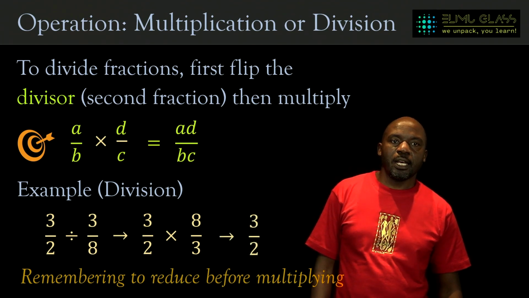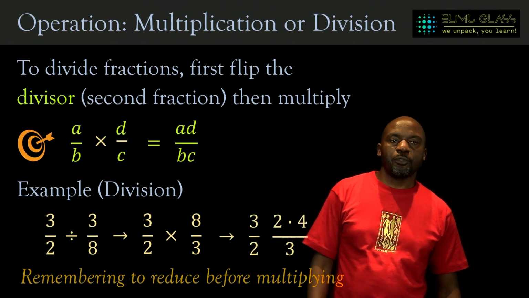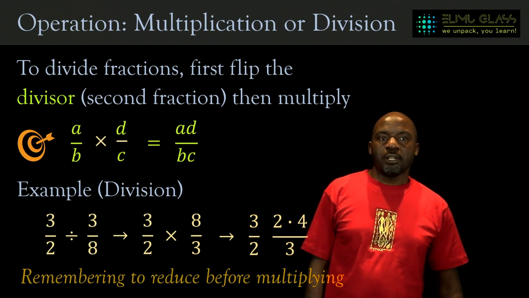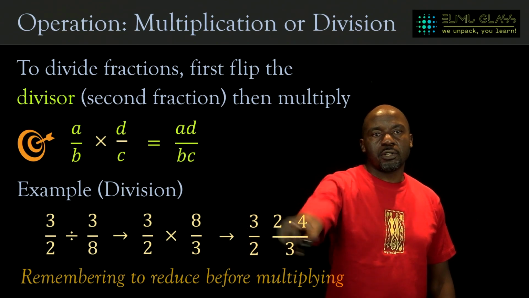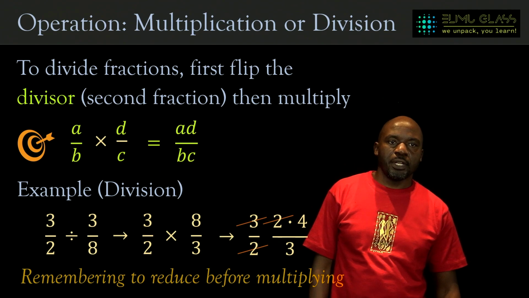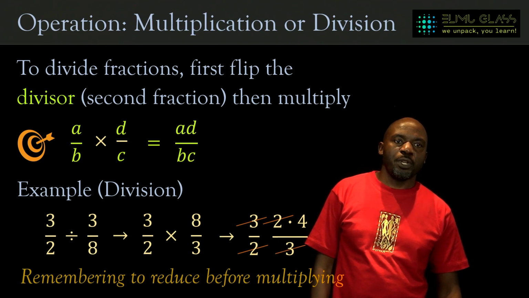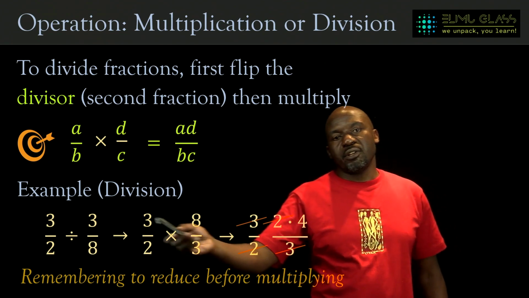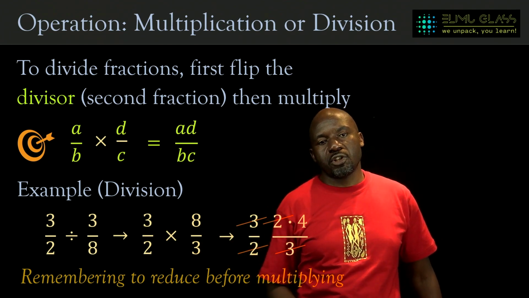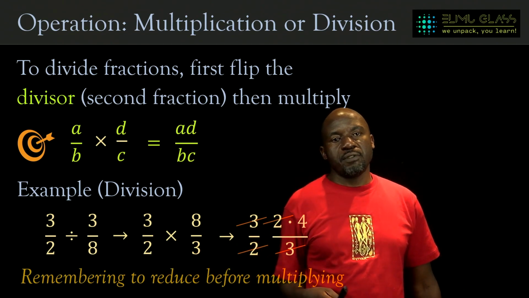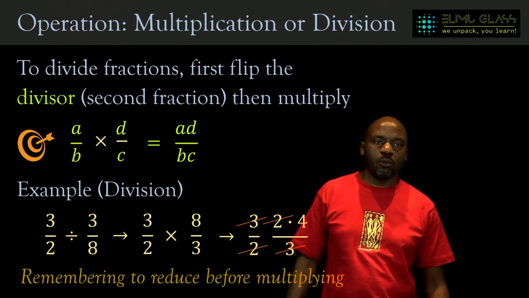And so 3 there goes with, you can see 8 can also be expressed as 2 times 4. And so 2 and 2 can cancel. And 3 and the other 3 can also cancel. And we are left with 4. Of course, you can do it your own way. 3 times 8 is just 24, and 2 times 3 is 6. 24 divided by 6 is, of course, equal to 4.